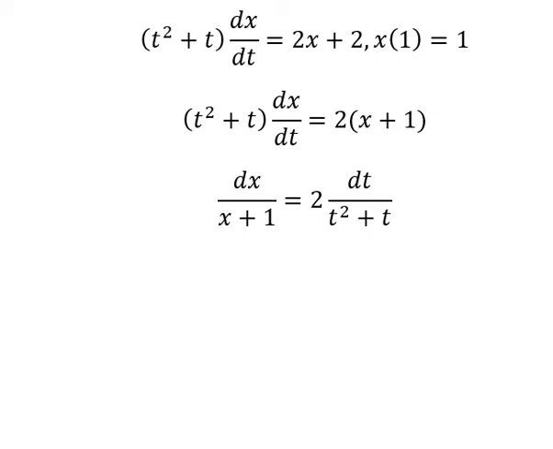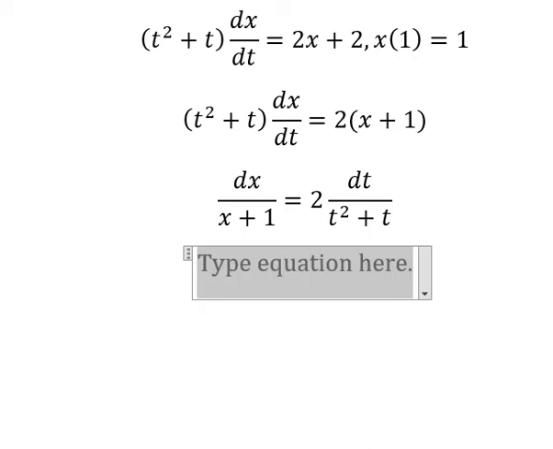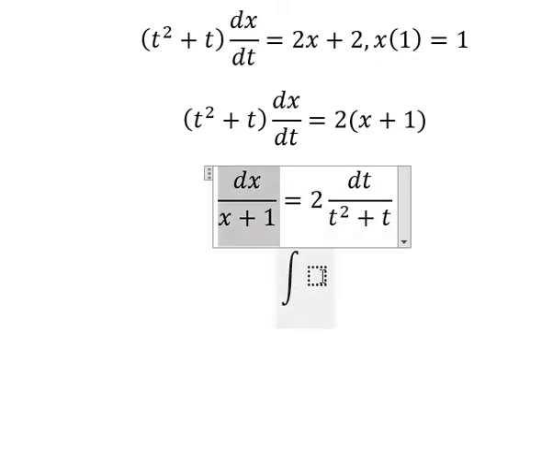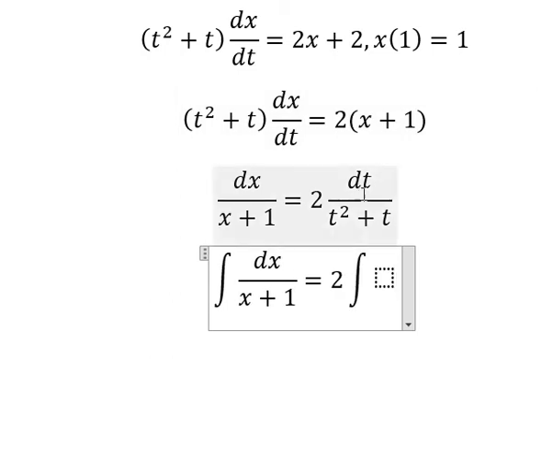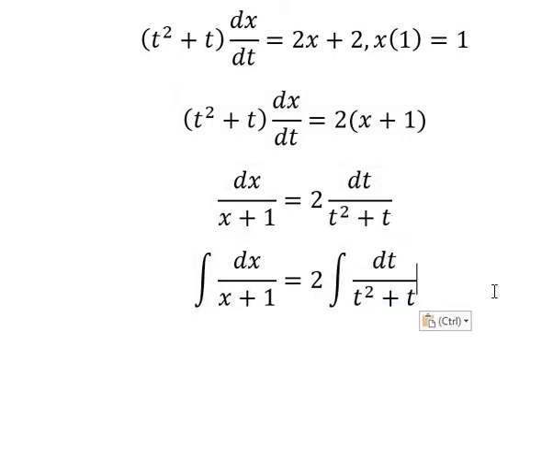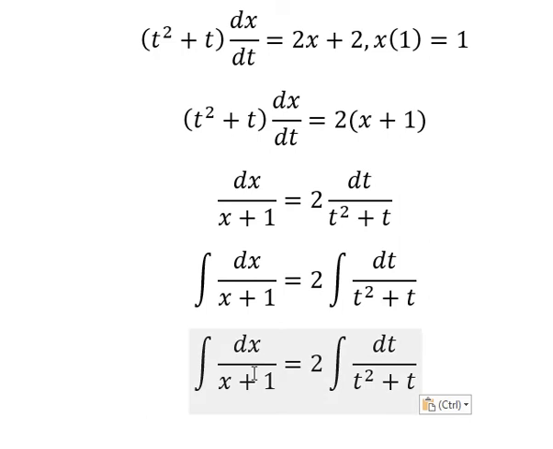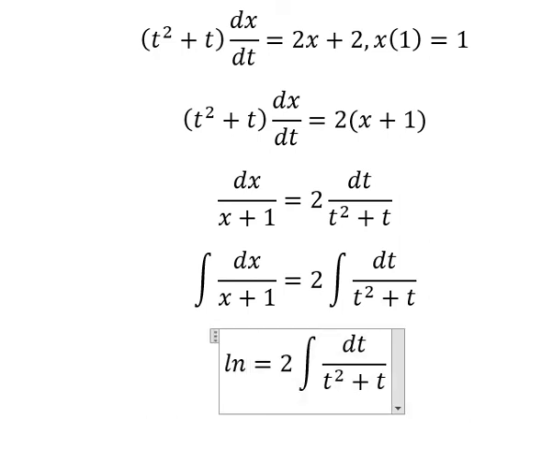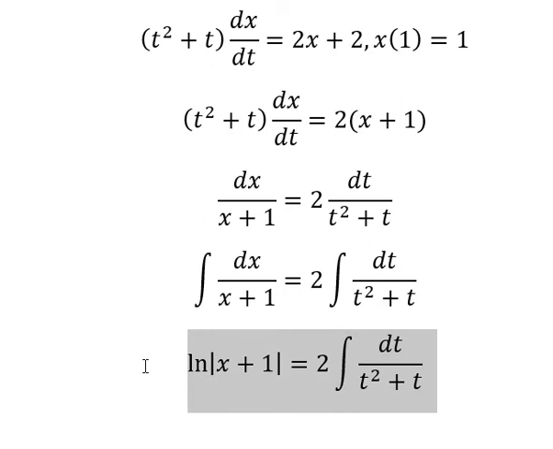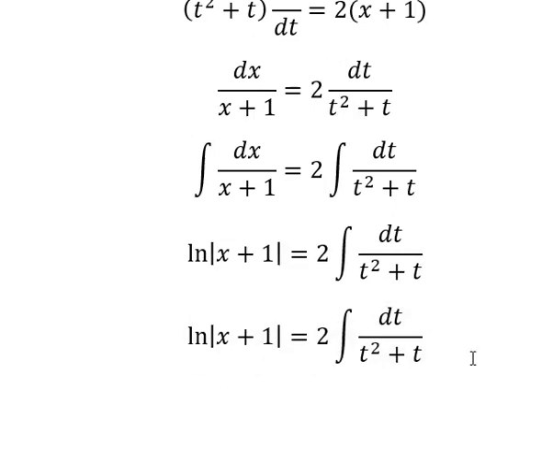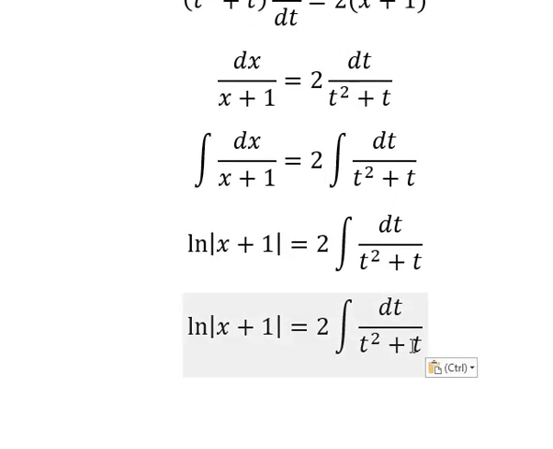Next, we put the integration for both sides. The integration of this one, we have ln of the absolute value of x plus 1. Now I will concentrate on this one only. We have t squared and t.